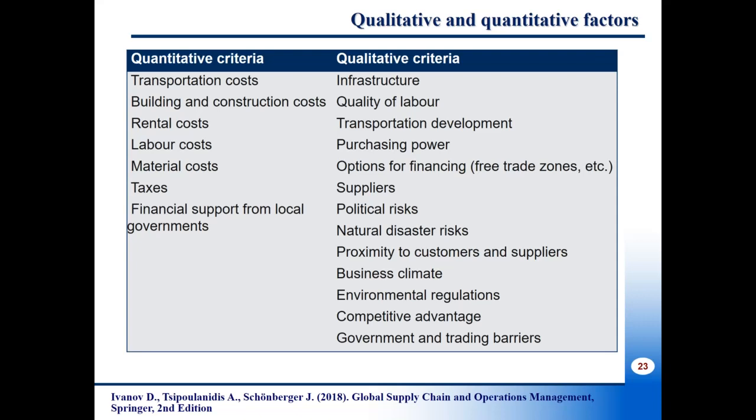Another kind of criteria is qualitative criteria: infrastructure, quality of labor, transportation development, purchasing power, options for financing, suppliers, political risks, natural disaster risks, proximity to customers and suppliers, business climate, environmental regulation, competitive advantage, and finally government and trading barriers. All of these criteria we cannot get as exact numbers and compare peer to peer between one and other options of facility location.